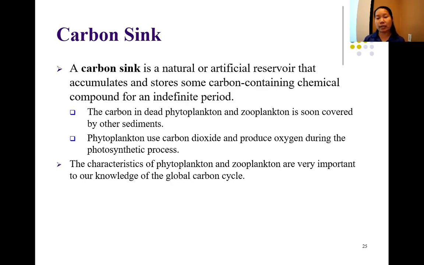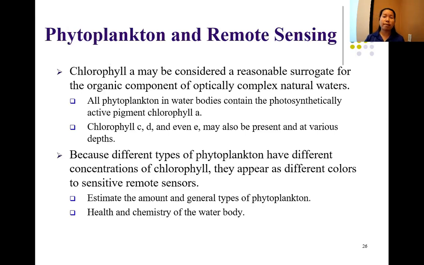Phytoplankton use carbon dioxide and produce oxygen during the photosynthesis process. Okay, so the characteristics of phytoplankton and zooplankton are very important to our knowledge of the global carbon cycle. For those who especially look at the global carbon cycle, this is an important effect when we talk about this kind of water body related storage.